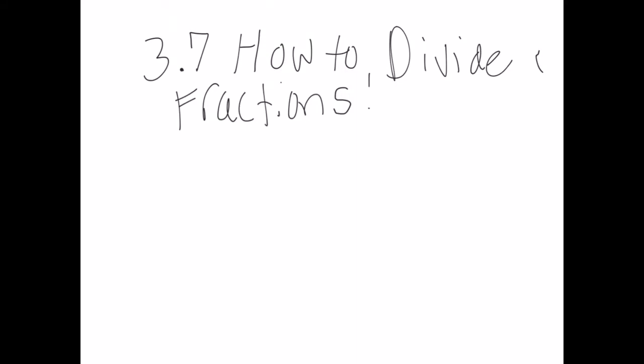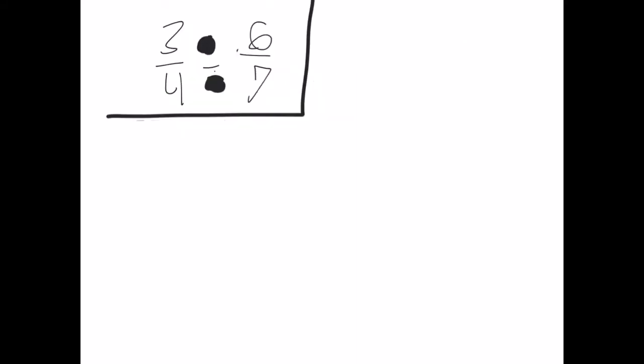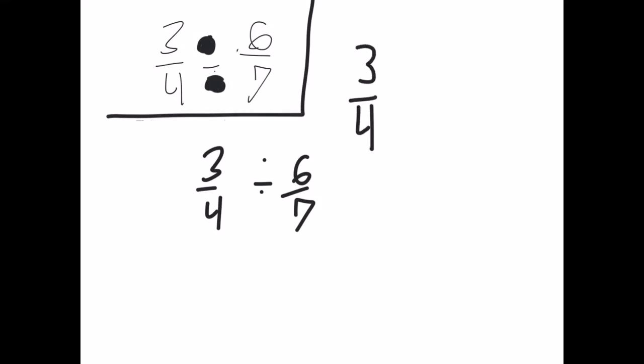Lesson 3.7, how to divide fractions. So for this problem, you're first going to set it up. Now you're going to use the strategy keep, change, flip, KCF. So keep the first fraction, change the division sign to a multiplication symbol, and you're going to flip the 6 over 7 to 7 over 6.